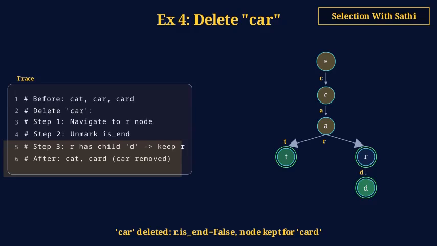So we cannot delete node R, return false to the parent. No nodes get deleted anywhere on the backtrack path. The trie now has cat and card but not car.